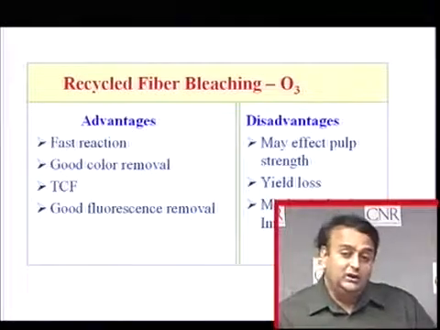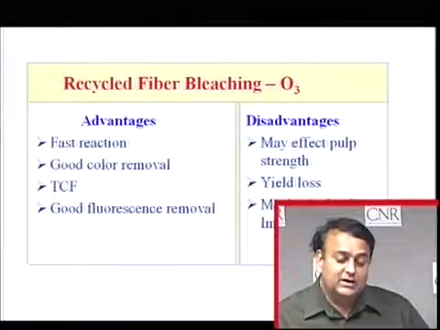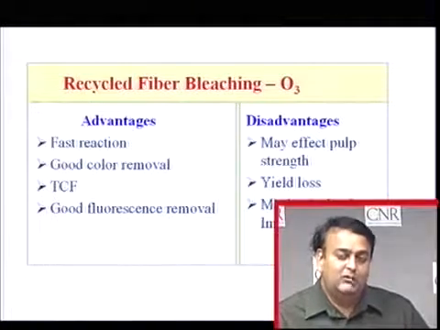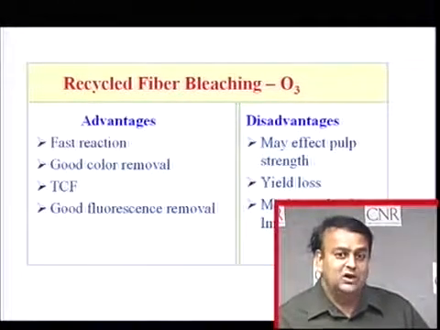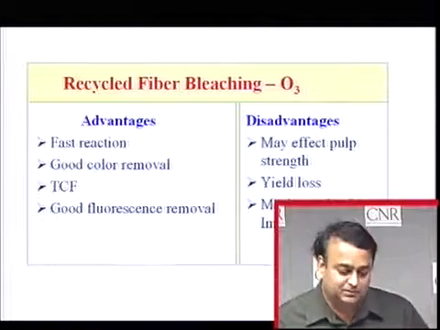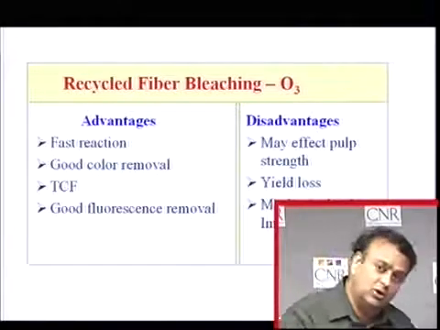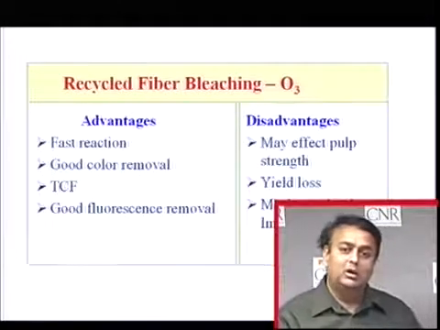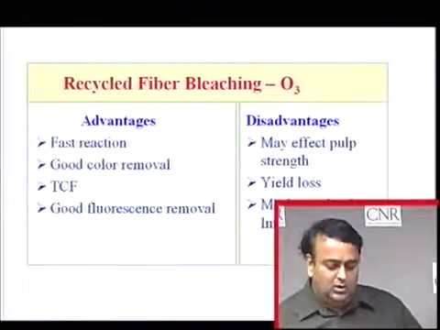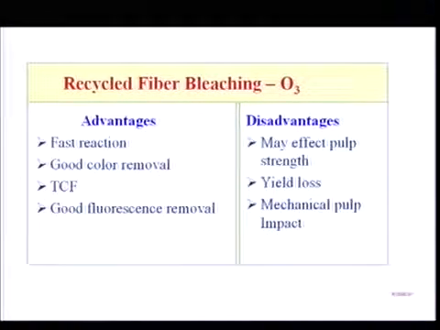Ozone is the only TCF chemical that can work on fluorescent whitening agents, FWA, and it can reduce them. So you don't need chlorinated compounds to reduce the fluorescent whitening agent. You can use ozone as an alternative chemical. If you are not careful, the disadvantage is that it may affect the strength. Significant yield loss can occur. And with a mechanical pulp, it can make the fiber yellow because of the high amount of lignin present.